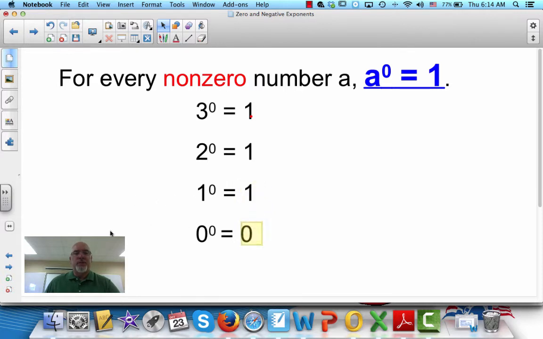0 to the 0 is not equal to 1, because up here, remember, it said for every non-zero number, a to the 0 is equal to 1. So 0 to the 0 power is equal to 0. Okay?